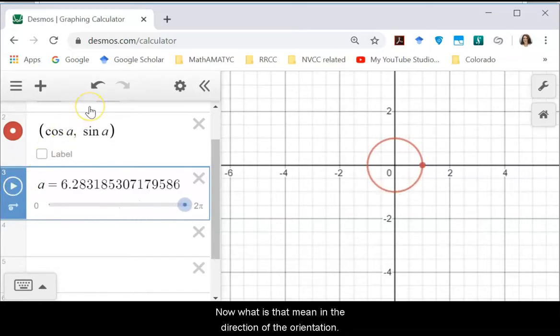Now, what does that mean in the direction of the orientation? That means that you should be able to apply and draw arrows here in the direction that it traces. So you'll put arrows on the curve as it comes around in this direction.